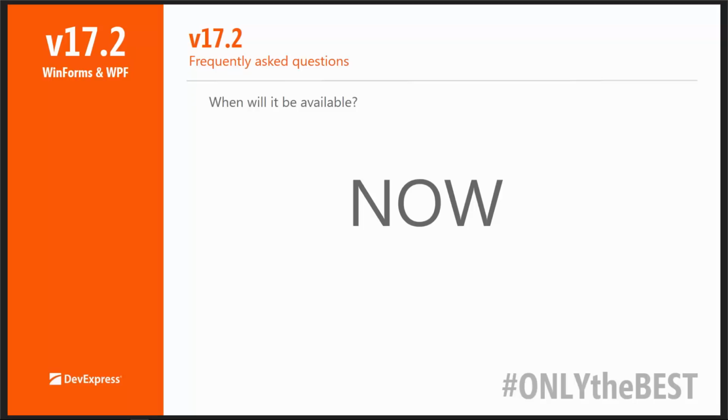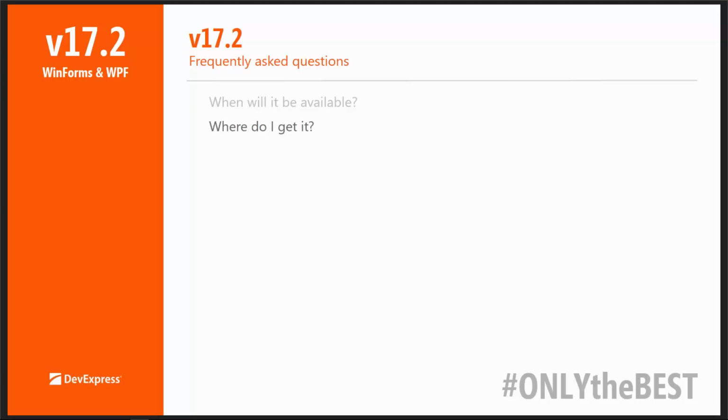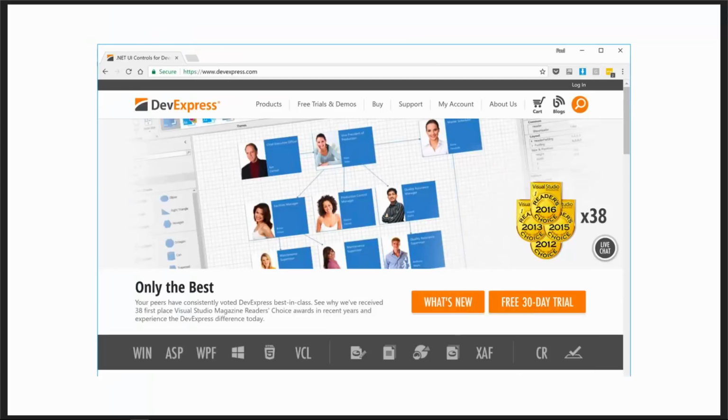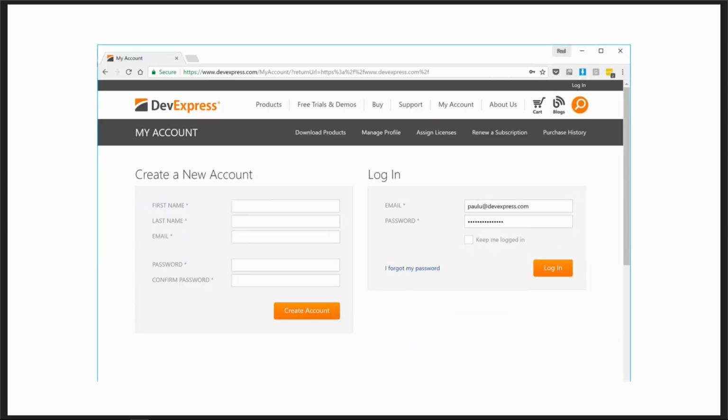Which brings us to our second most frequently asked question, believe it or not. Where do I get it? Jump over to the DevExpress website, and if you're not already logged in, you'll see a login section at the top right-hand side of the page. If you select that, simply type in your email address, no point trying to use mine, and your password. And of course, if you've forgotten your password, you can reset it using the I forgot my password link.